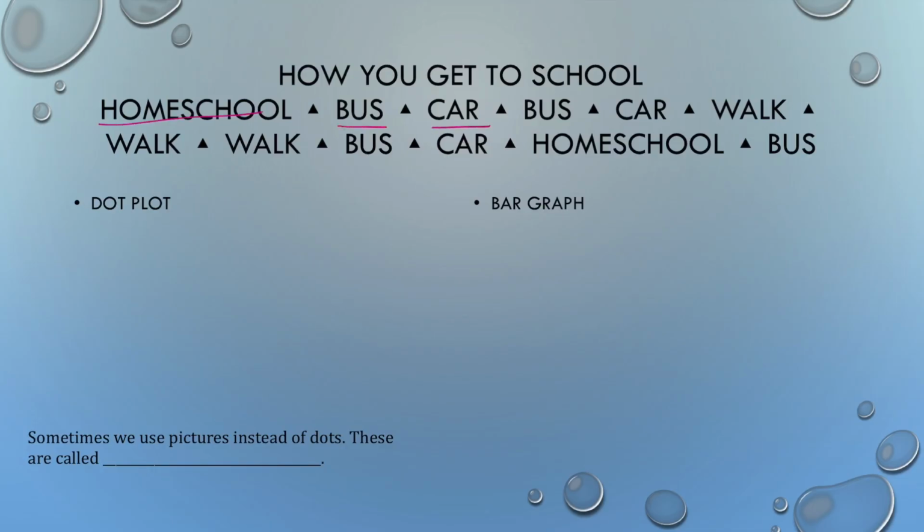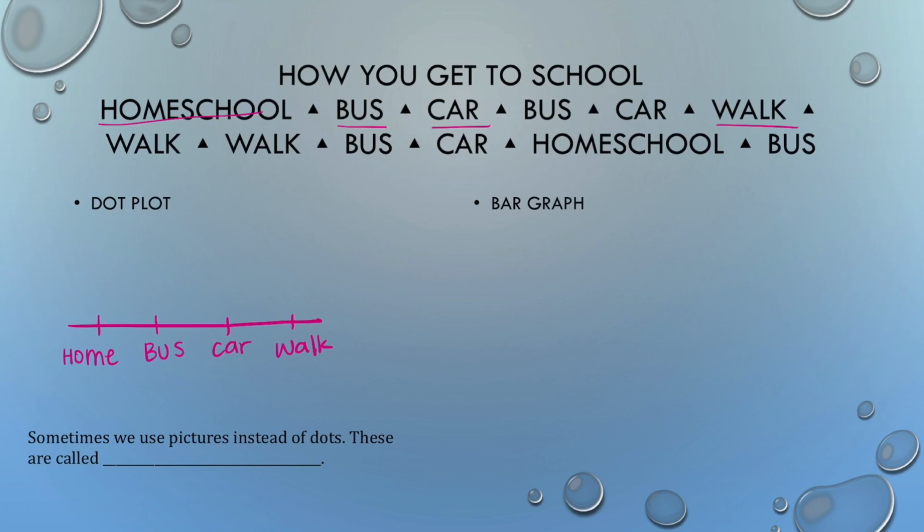Okay, so let's say we have this survey of how you get to school. So we have homeschooling, bus, car, and walking. And I think those are our 4 options. So first, let's make a dot plot, and I have 4 options. So I'm going to have homeschool. I'm just going to write home. I have bus, I have car, and I have walking.